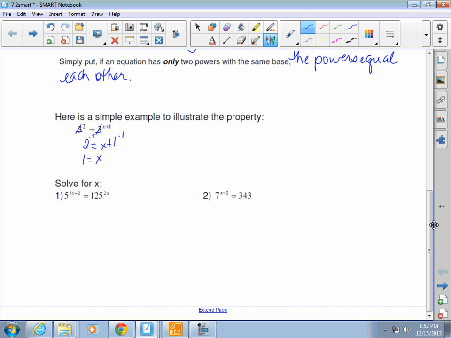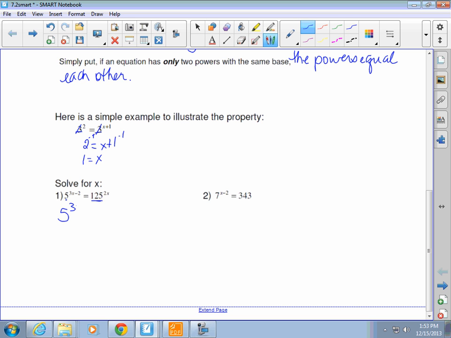So let's try it for ones where we don't have the same base. So it's 2 steps to this then. Instead of just dropping the bases and solving, you have to have the same base, and then you can drop it and solve it. So this one is a base of 5, so that means we want to try to get this one to be a base of 5.